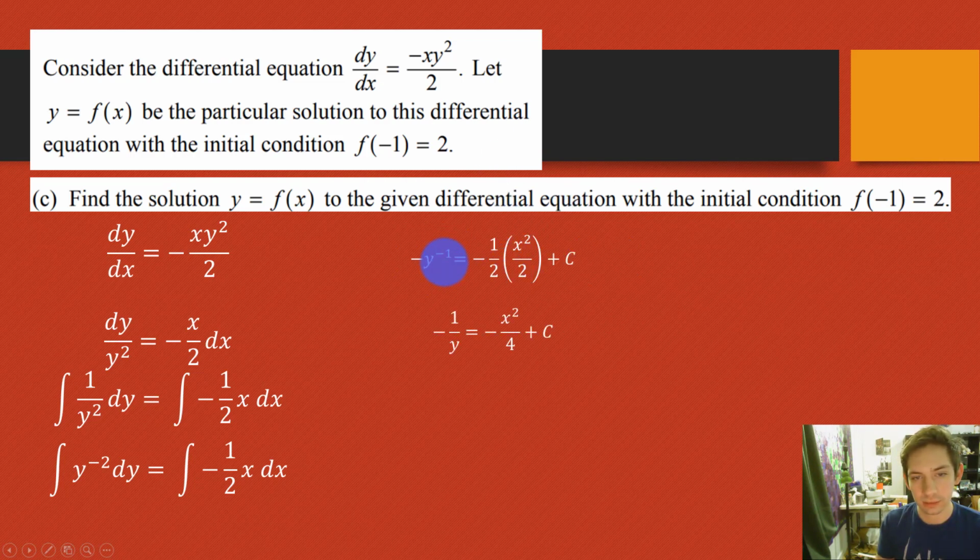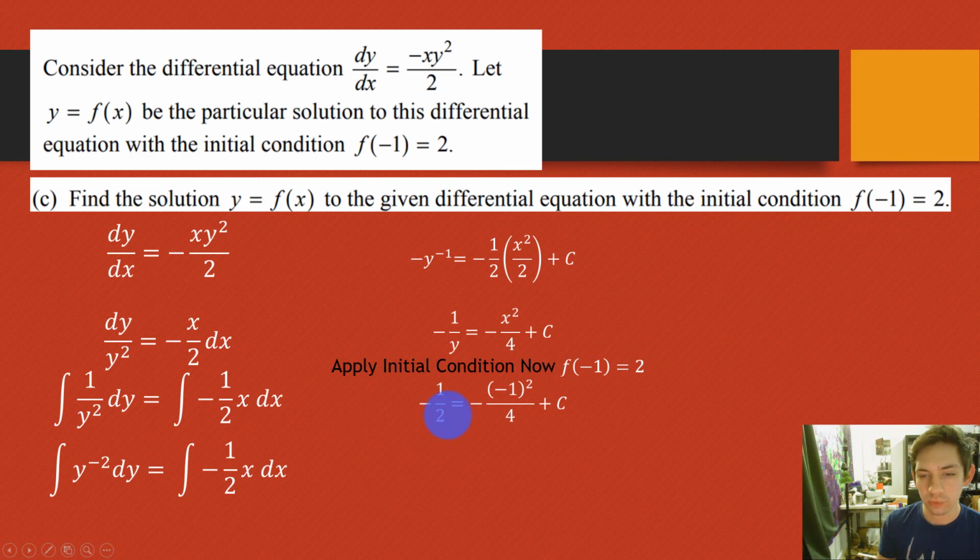Rewriting this, negative 1 over y equals this, and I'm actually going to apply the initial condition right now. It's going to be messy fractions, but in this problem, no matter what we do, we're going to get messy fractions. So let's just do it now. If we plug in 2 for y and negative 1 for x, this is the equation we get. Let's simplify it. Negative 1/2 equals negative 1/4 plus c. We add 1/4 to both sides, and we get c equals negative 1/4.